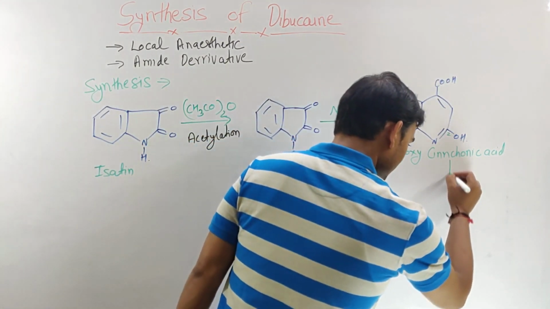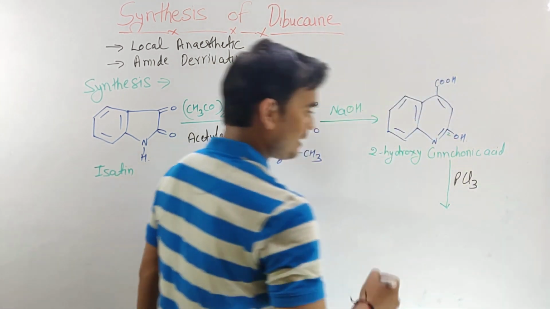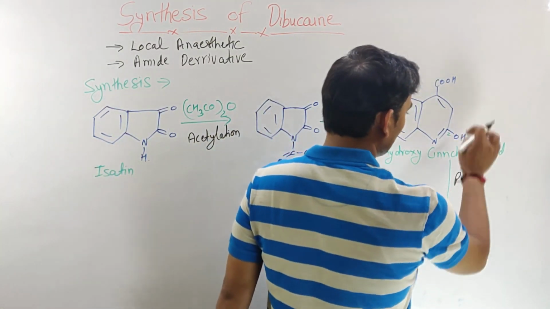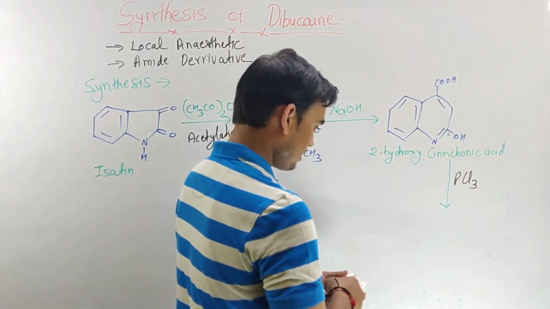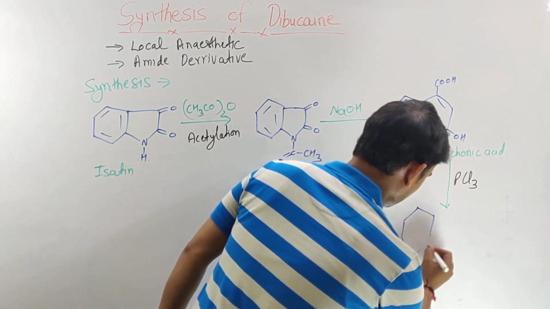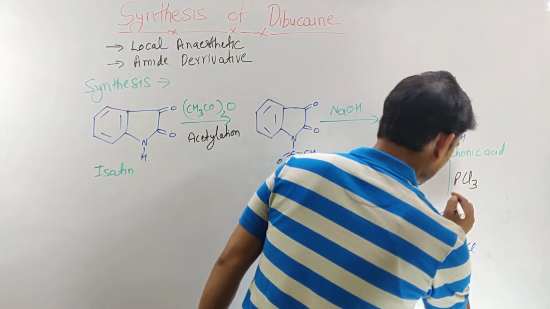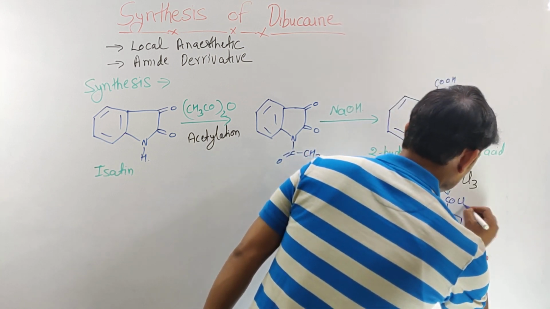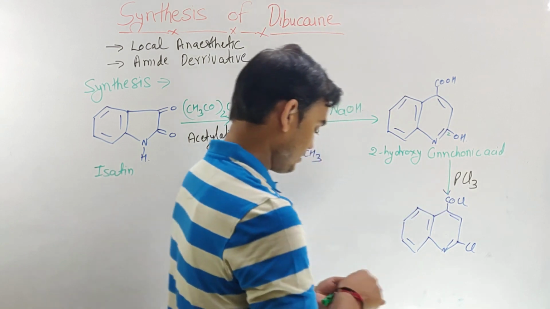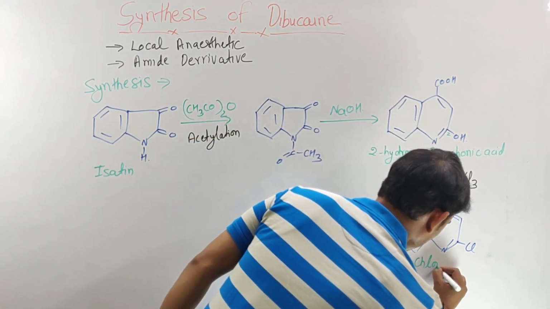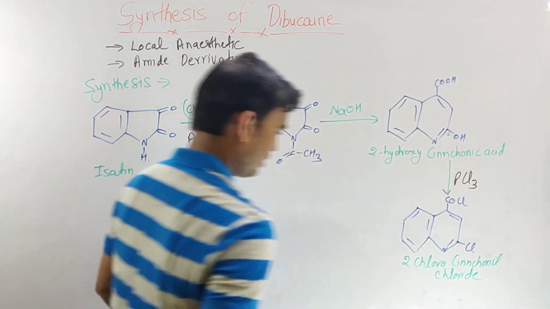Now this 2-hydroxycinchoninic acid, when reacted with phosphorus chloride, PCl3, what happens? The hydroxyl groups get removed, and chlorine will be added, and finally we get a new intermediate. Here we have Cl as well as COCl. So this is 2-chloro-cinchoninyl chloride.